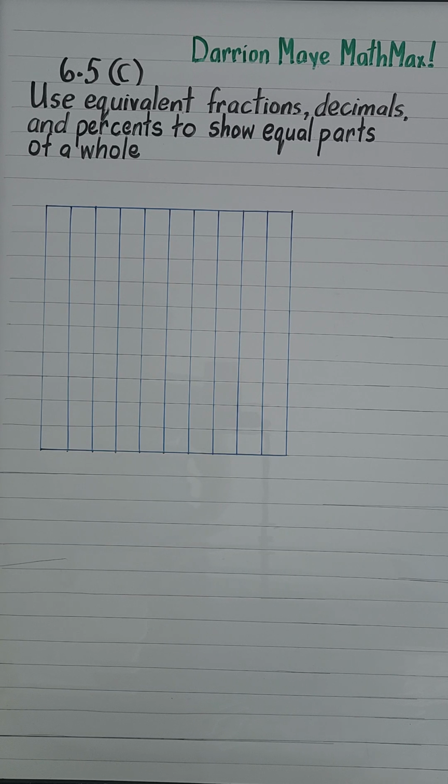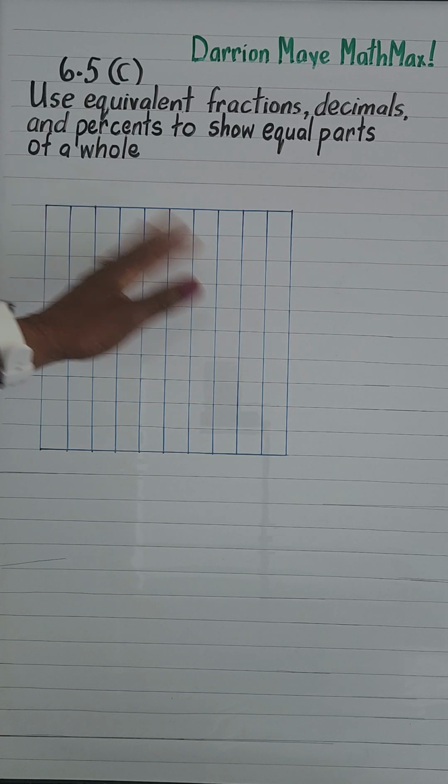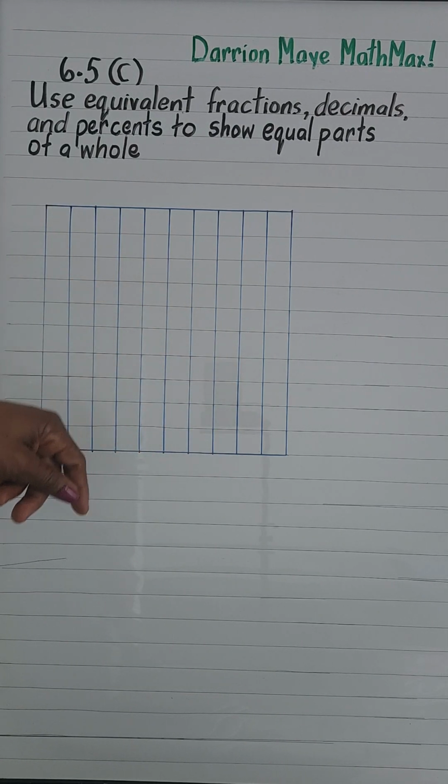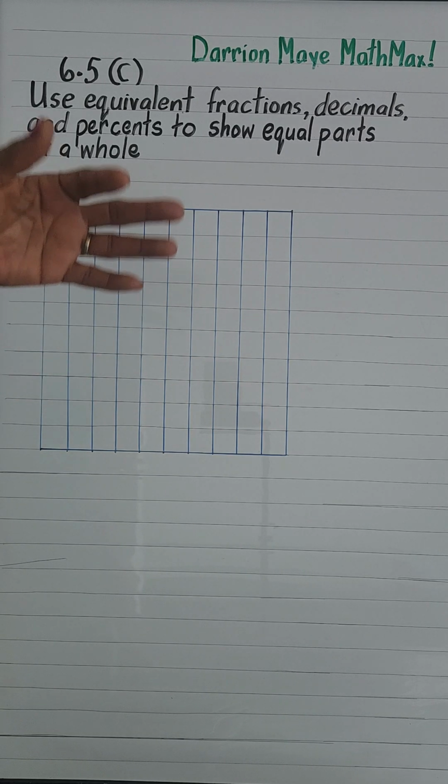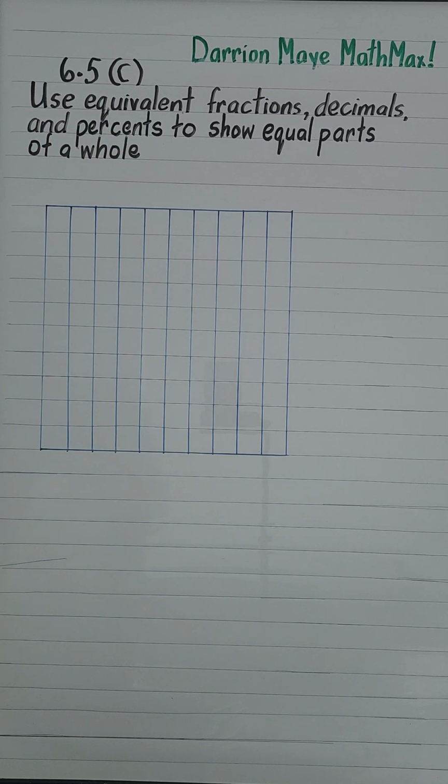In this lesson, 6.5c, I'm going to cover how to use equivalent fractions, decimals, and percents to show equal parts of a whole. So let's take a look at this diagram. It is divided into 10 parts, and that is one whole. One whole divided into 10 parts. But that does not tell us anything about fractions, decimals, or percent.